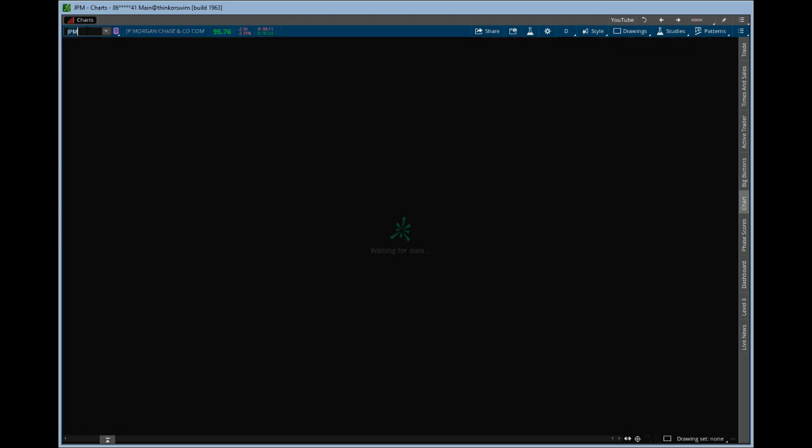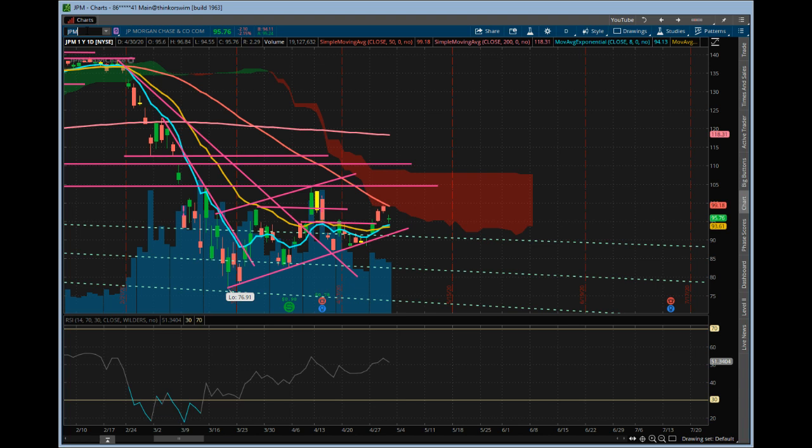JP Morgan, very similar. Right here, it gapped down today and just hung out down there with a spinning top. It's right at the 80 MA, so let's look for a direction on that one. Really, the key level I'm looking at is this possible macro bear flag right here, so I want to see if we break out below that geometric line.